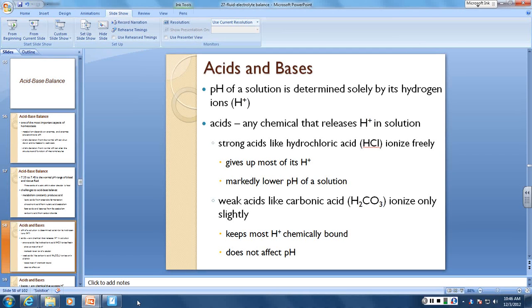So that would make it too low, which would make it acidic. Okay, so that would result in acidosis. So whenever there's a buildup of acid in the blood, the blood becomes acidic, and that results in acidosis.